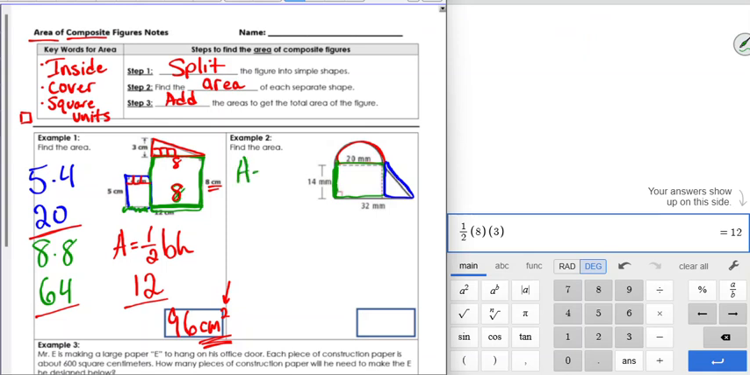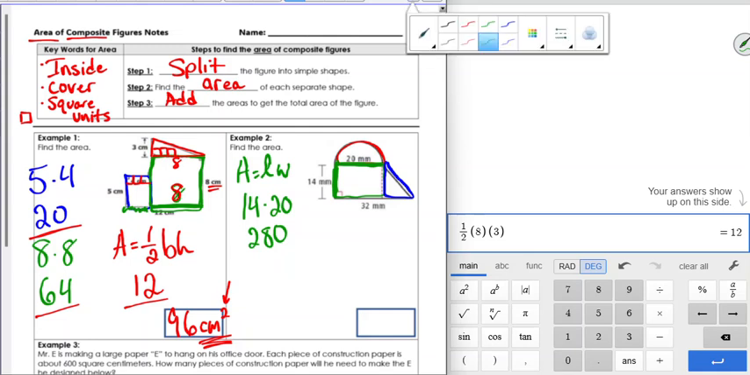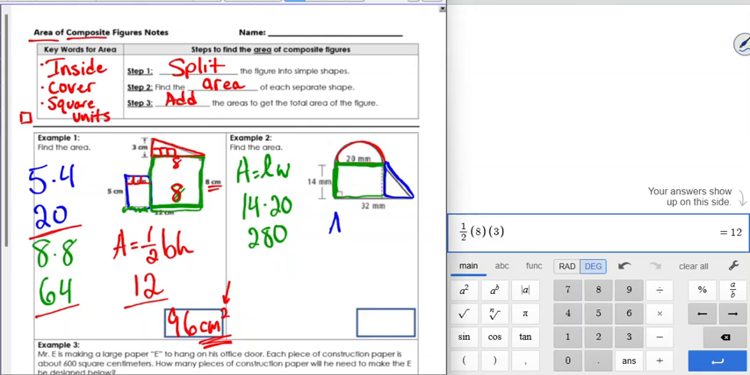So again, area of a rectangle is length times width. So that's 14 times the width of that is 20. So that is 280 for that green rectangle. The blue triangle, I'm going to use 1/2 base times height.